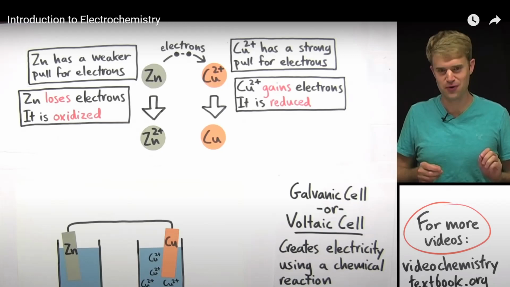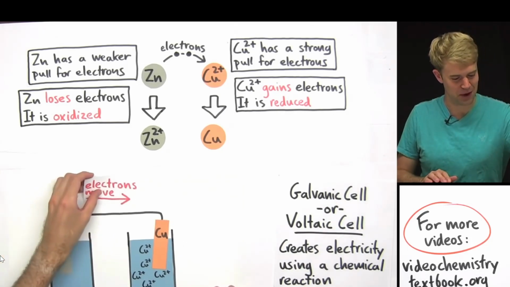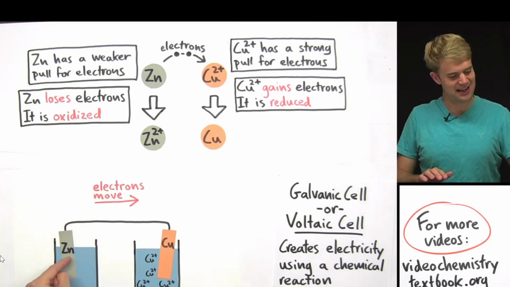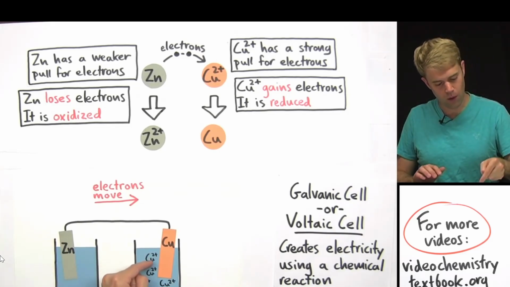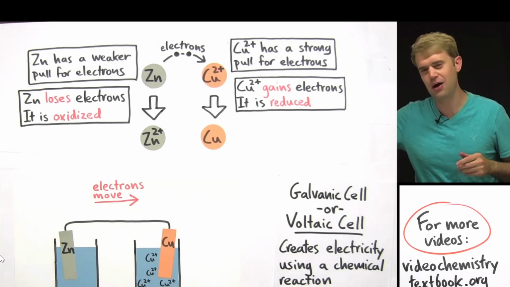We have to force them to be separate, which is why instead of just one beaker, we have two beakers. We are separating the oxidation and the reduction so that the electrons have to move through a wire to get from the site of oxidation to the site of reduction. And that is exactly what we do in this galvanic cell. Okay, check this out. We got zinc here in this container, and then we got a whole bunch of Cu2+ in this container. There's also Zn2+ here, but it's not really that important.